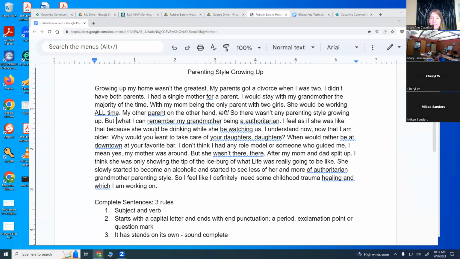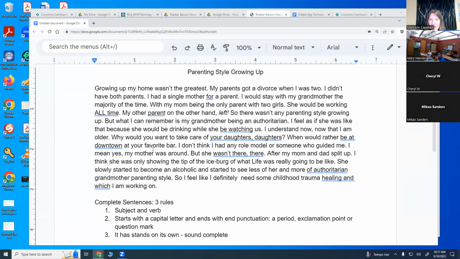But what I can't remember, let's add a verb in there, is my grandmother being an authoritarian. What's wrong with that? It's followed by a vowel. What do we do? We have a authoritarian, but the a should be an. Yeah, an authoritarian. Okay. This is great. Love it.